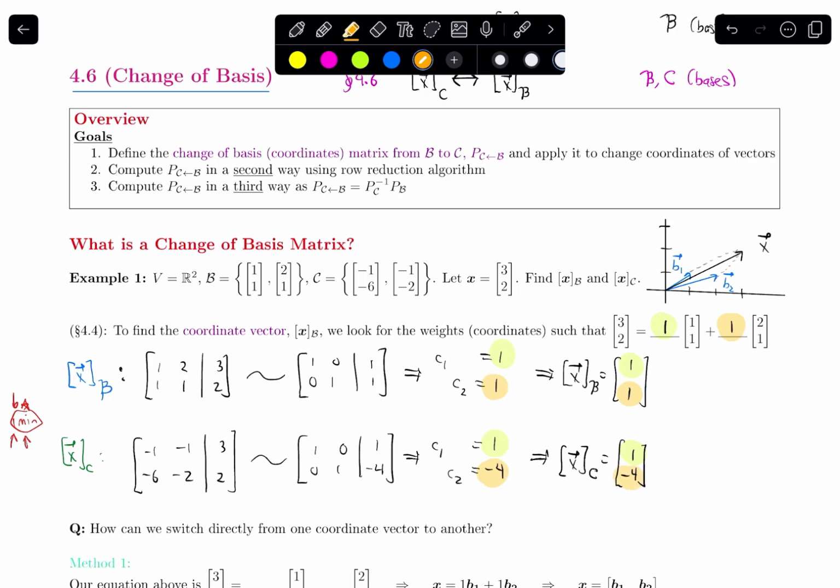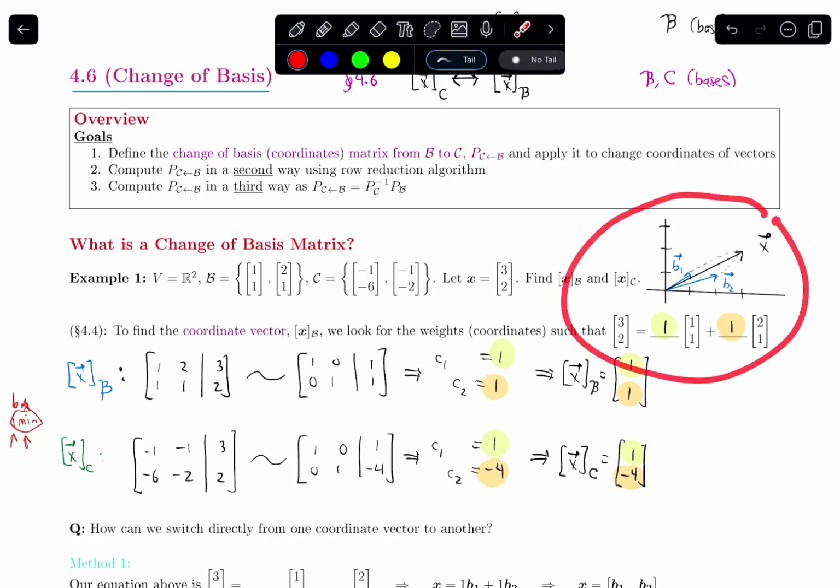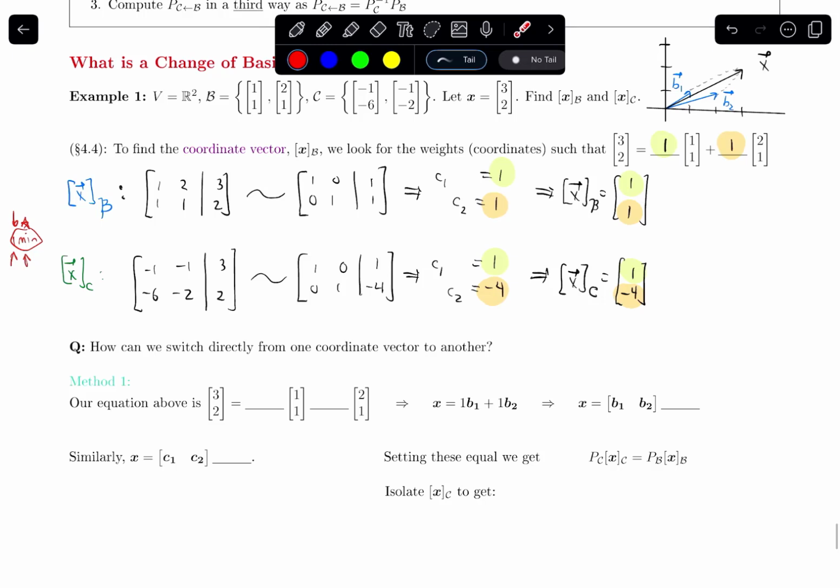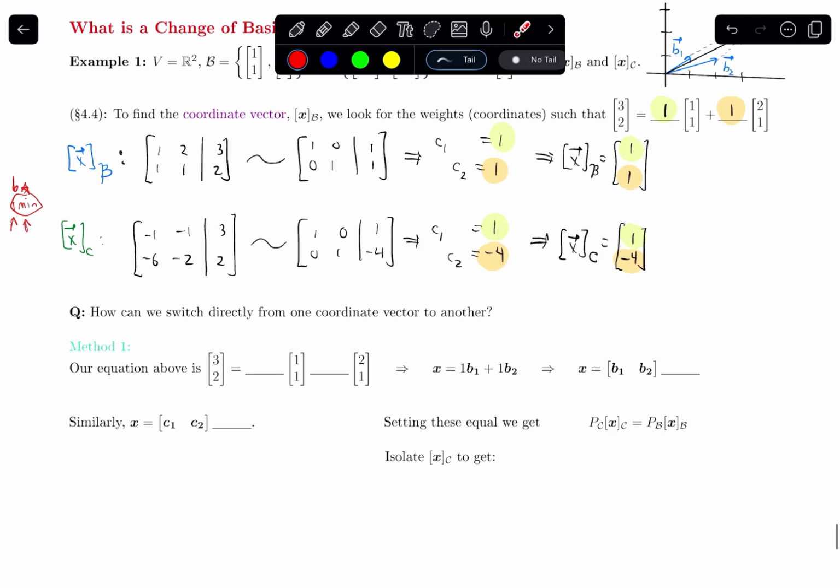Okay, so that was just some section 4.4 practice. How do I find coordinate vectors? And what do coordinate vectors represent in terms of this picture? So the big question that I want to try to answer now is, is there a way I can switch directly from one coordinate vector to another? Like I can go directly from this coordinate vector to that one.